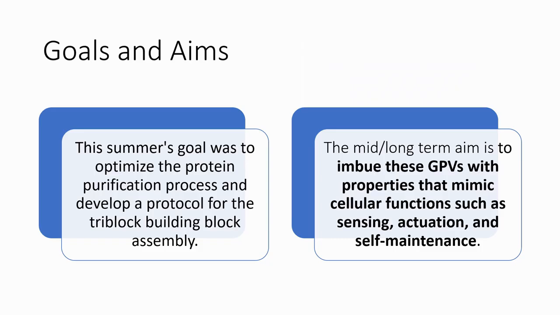This summer's goal was to optimize the protein purification process and develop a protocol for the tri-block building block assembly. The mid to long term aim is to imbue these globular protein vesicles with properties that mimic cellular functions such as sensing, actuation, and self-maintenance.